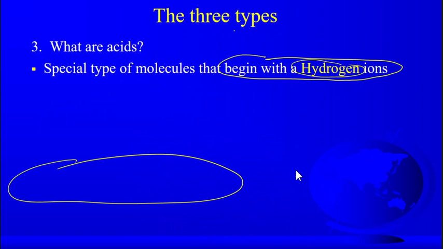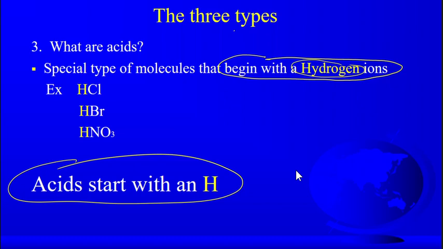Acids, very easy. They begin with hydrogen. And they have their own naming. So remember yesterday, they ended with ic and ous and hydro and all that jazz. So you can easily identify them by either beginning with hydrogen or by the icky ending.